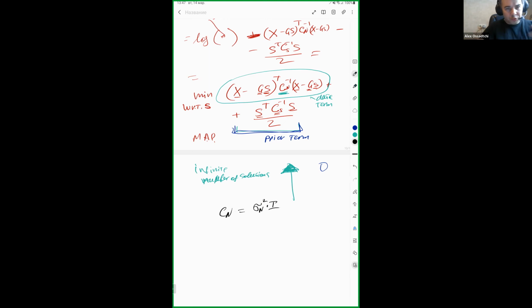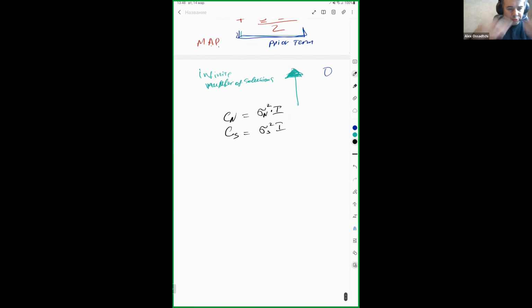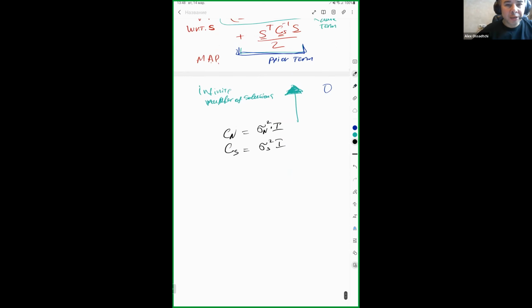As I mentioned already, the noise in all sensors is the same, and it's proportional. Its variance is sigma n squared. And C_S is sigma s squared I, and your sources again, the prior is also uniform spatially.